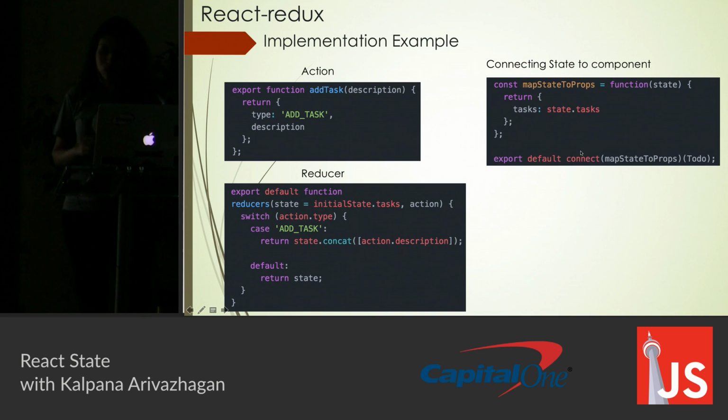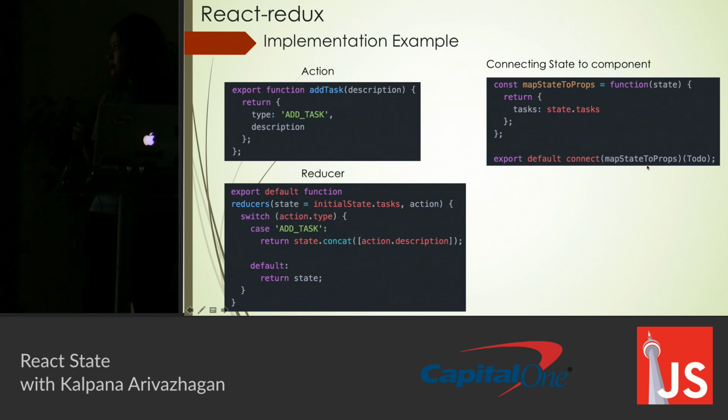So this line that you see here at the bottom, connect, is a method available in the React-redux package. And it takes several parameters. For now, we're just going to focus on the first parameter that it takes. And the last one that you see is the component itself. Assume that there is a React component called to-do. So what does this mapStateToProps do?